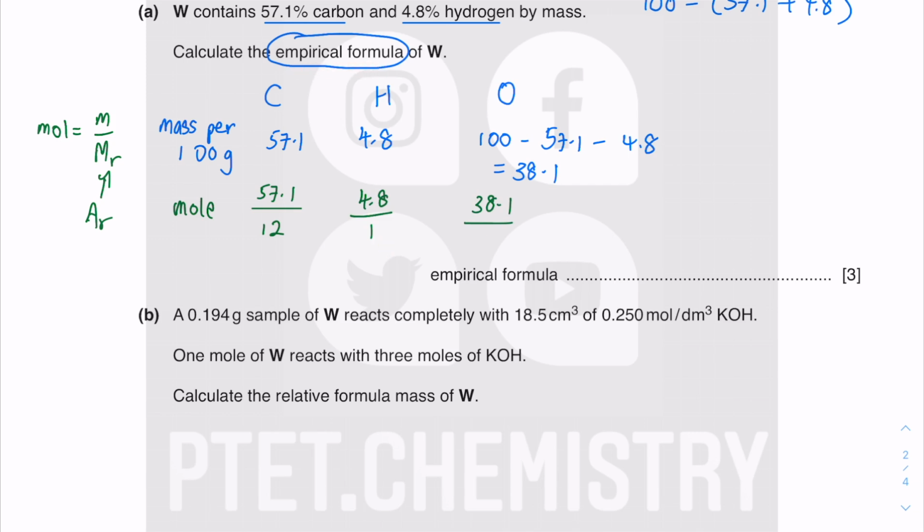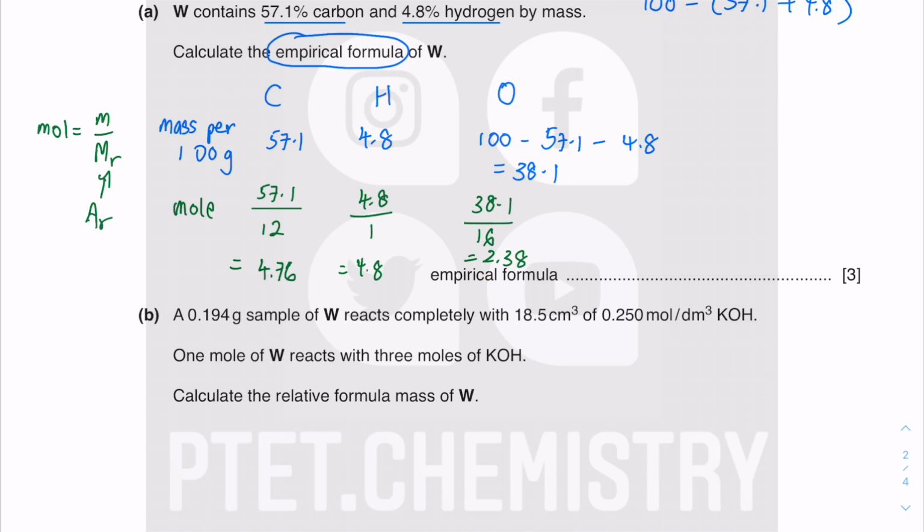Empirical formula, simplest ratio of atoms. So that's why we talk about atoms, and therefore we use 16 for oxygen. If you put it into your calculator, then hopefully you will get 4.76, and there's 4.8, and 38.1 divided by 16, I get 2.38. Now looking at these 3, these are mole.